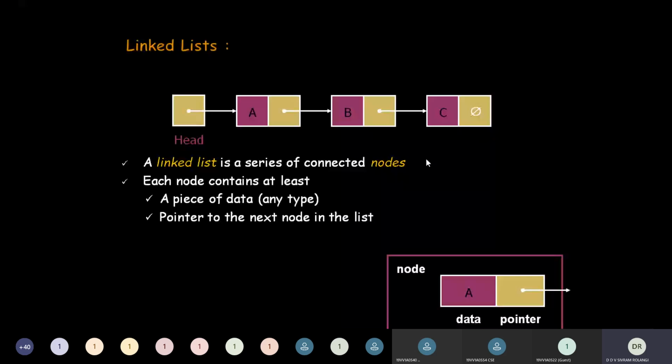Some of the programmers will omit those things also. That's up to you, right? But it is always recommended. It is always suggestible to use the sentinel nodes. So head pointer points to the first node, and the last node points to null.